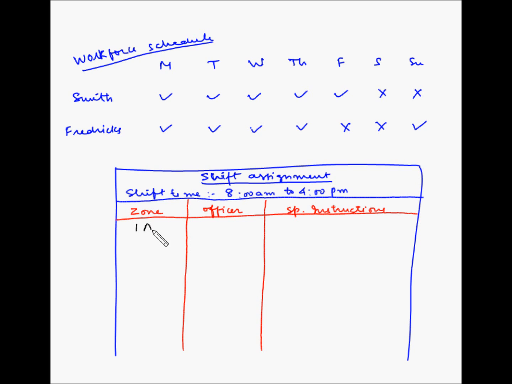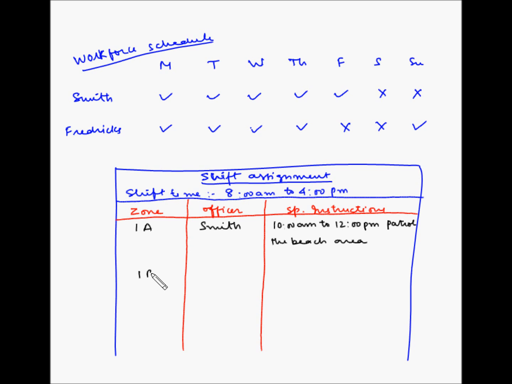So let's say for zone 1A, Officer Smith is being assigned, and the instructions could be that from 10 a.m. to noon time, patrol the beach area. Now this may be coming from the fact that a lot of crime is being reported around this time at the beach area.